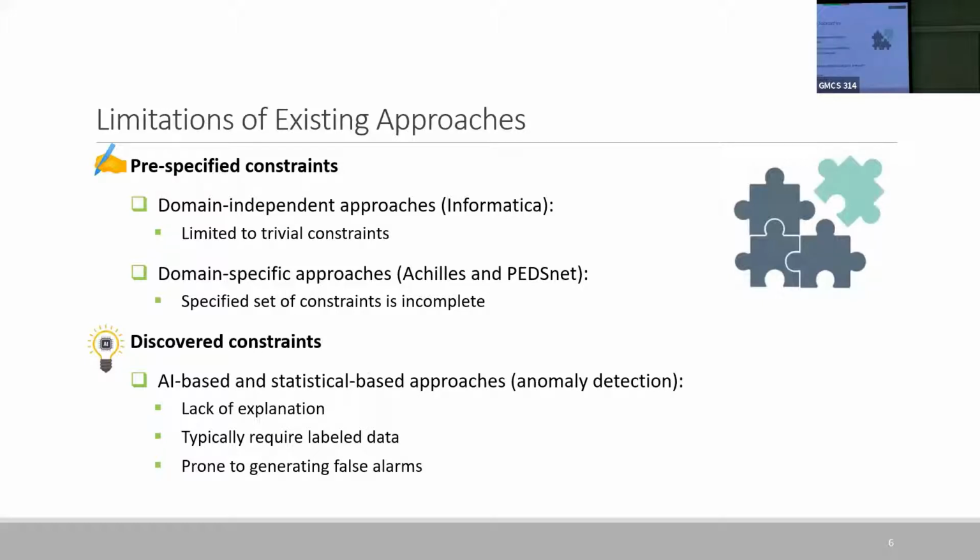So let's see what are the limitations of the existing approaches. There are two groups of approaches. The first group are based on a pre-specified constraint. Like I said, the domain expert typically writes those rules and checks the data against those rules. In this category of approaches, there are two types. One is domain independent. These approaches are based on some very trivial or basic rules, such as uniqueness check or not null check, that can be applied to any domain. An example is the Informatica tool.